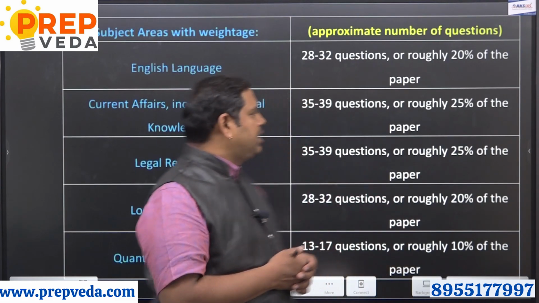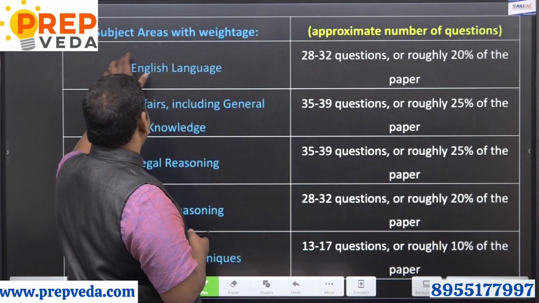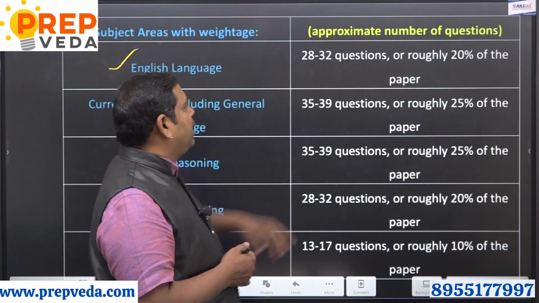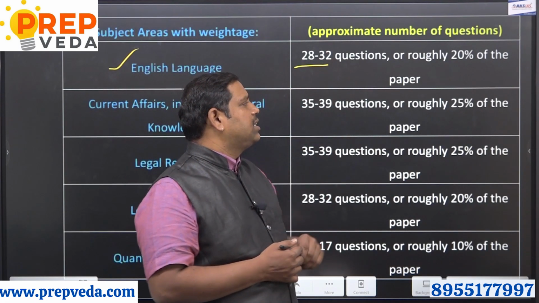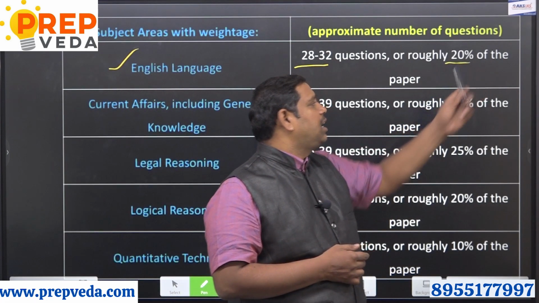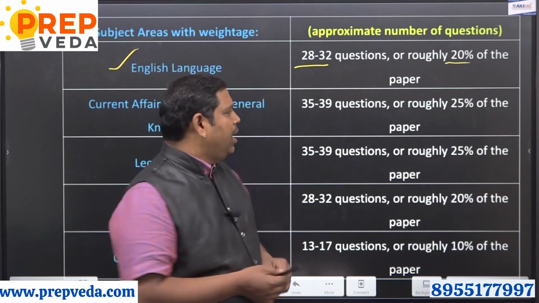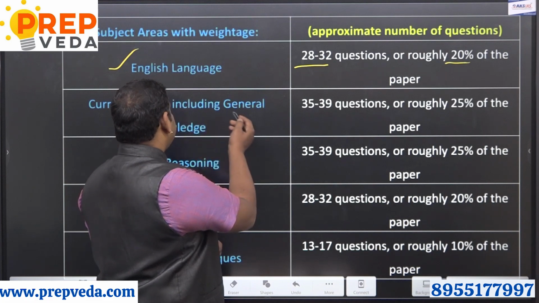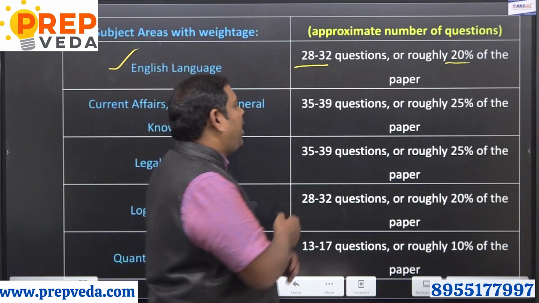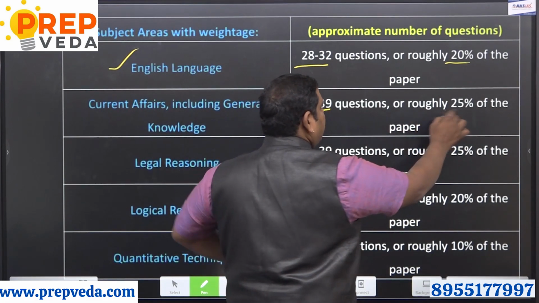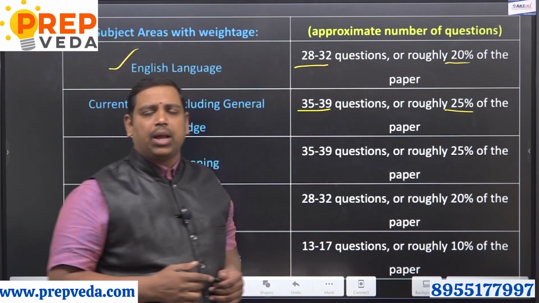Come to this. First one, subject English language. If you take, you will get 28 to 32 questions, or roughly we can say 20% of the paper. 20% of the paper consists of English. Next point, current affairs including standard GK, 35 to 39 marks. That means 25% of the paper, my dear boys and girls.